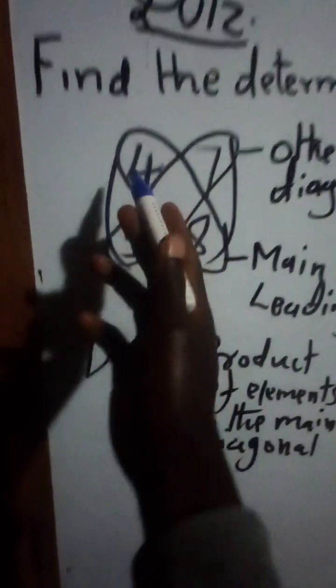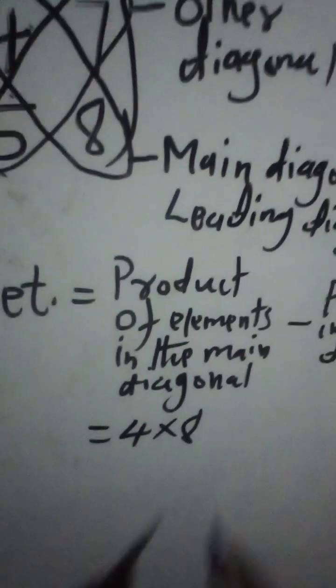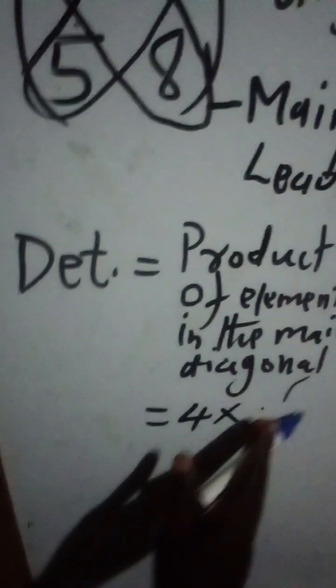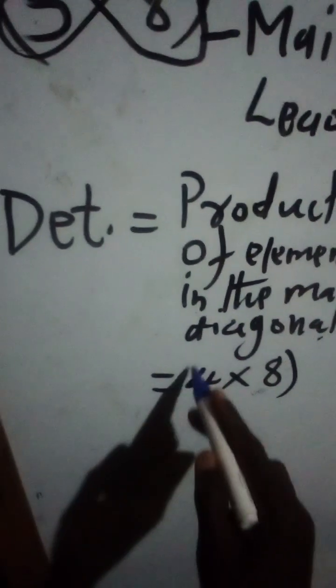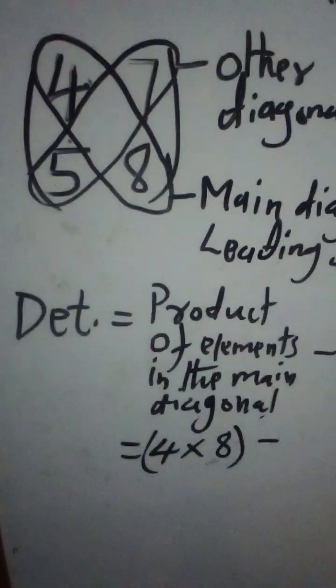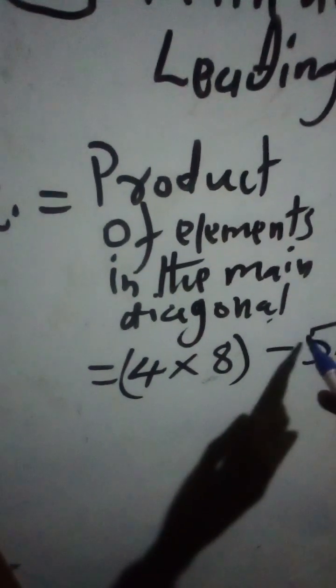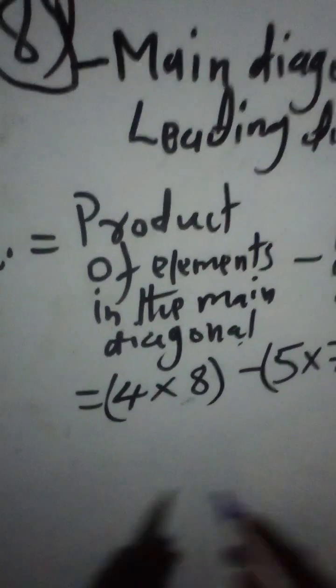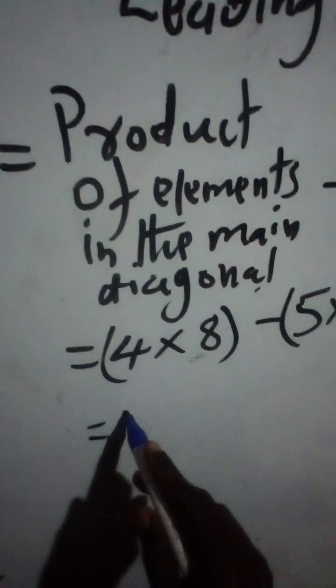If you find the product of 4 and 8, it should be equal to 4 by 8, like this. Then you subtract the product of the elements in the other diagonal. The elements in the other diagonal are 7 and 5. So this is 5 by 7. So you have that. And then 4 by 8, you get what? 32. So 4 by 8 is 32.